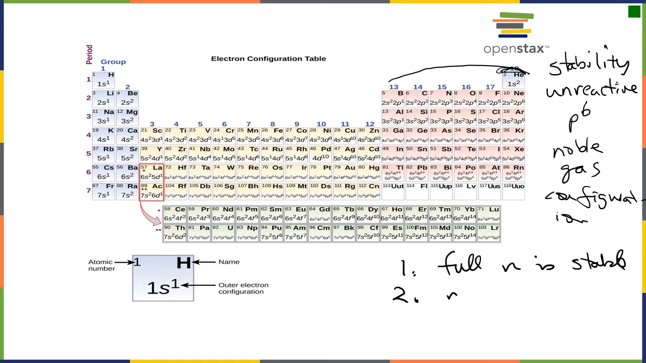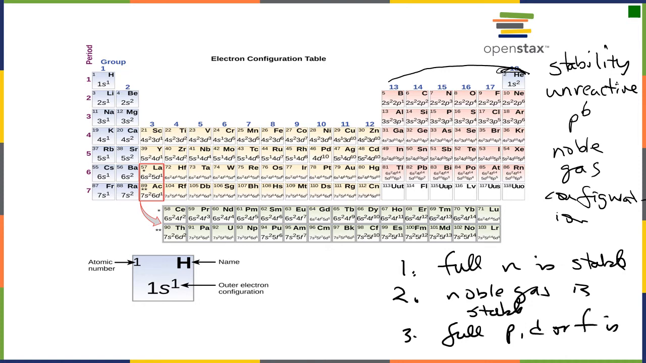Note 2, a noble gas is stable. Continuing, a full p, d, or f is stable. Again, stable means unreactive, meaning the electrons are going to stay where they are. Electrons are going to be lost and gained until we get to this point of stability. The last one is at a half full. In particular, d and f, and to some tiny extent p, but a half full d or f is a little stable.